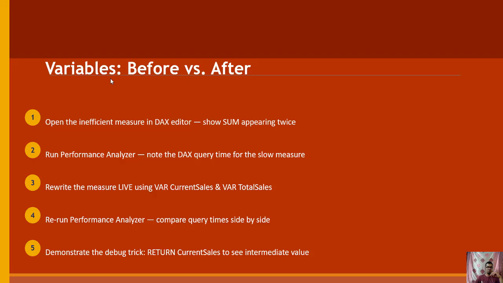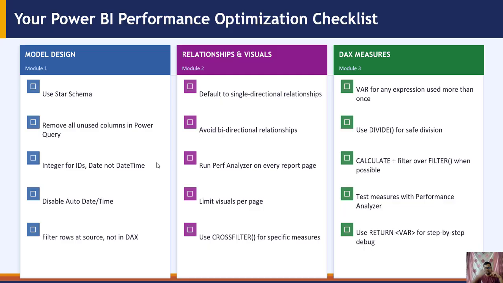So I summarize the points for the variables. Open the inefficient measure in Tabular Editor, where a sum appears twice. These are the activities I showed you earlier in Tabular Editor. Now, your Power BI performance automation checklist. These are things we need to take care of before doing model design, creating a DAX measure or creating relationships. When it comes to model design, these are non-compromising things that we need to take care of with serious attention.